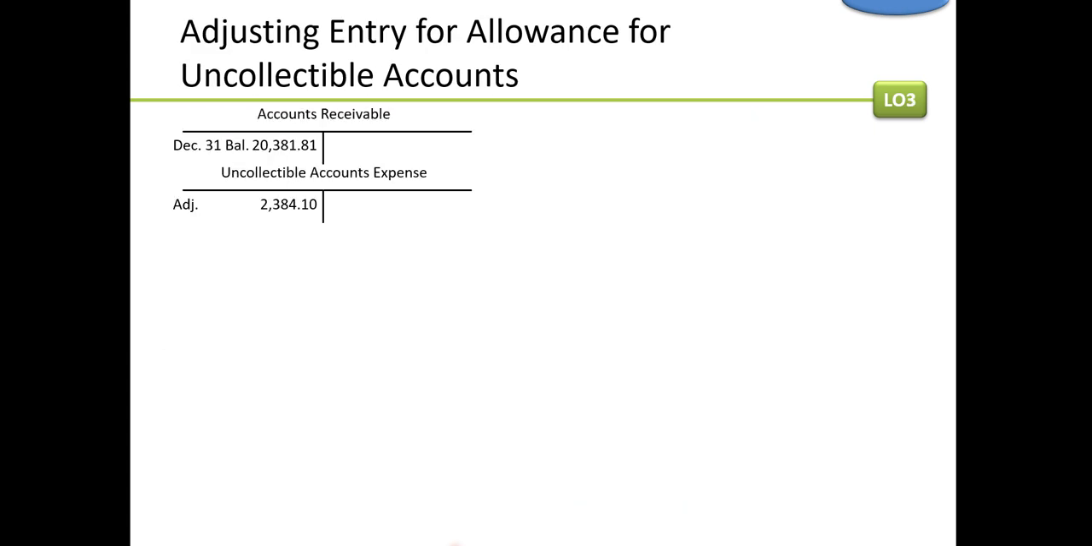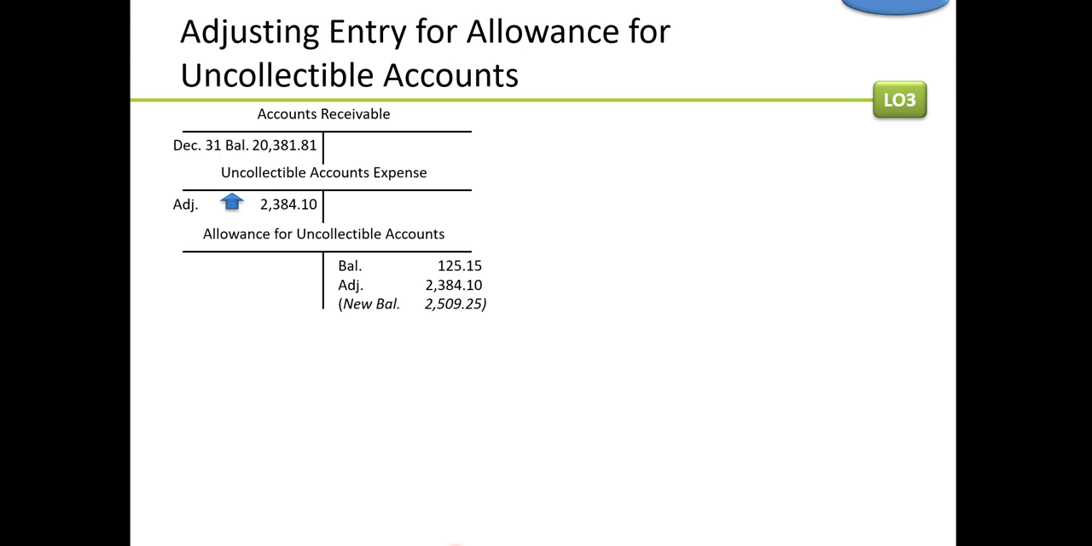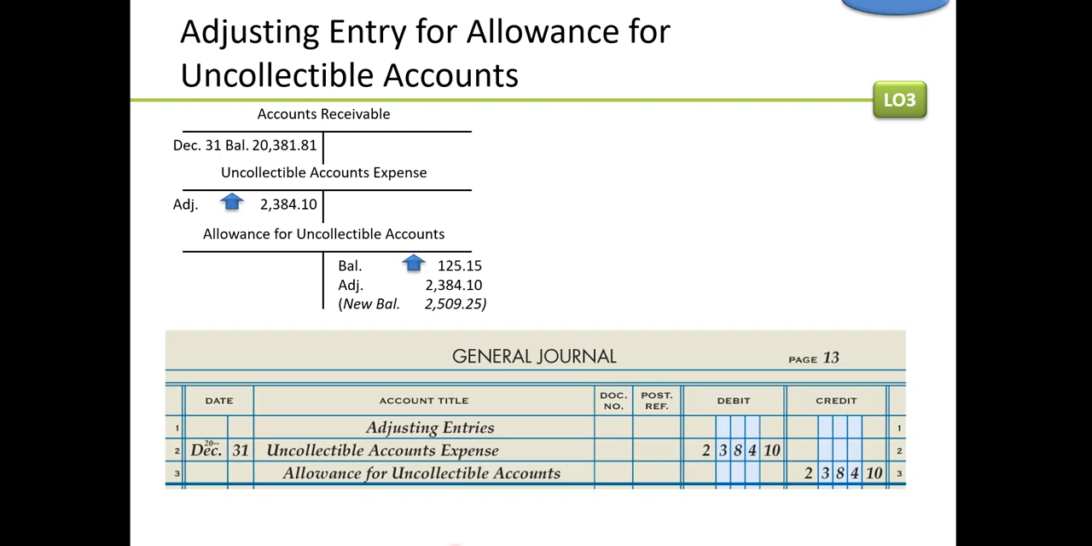And so we're going to adjust the accounts. We need to increase our uncollectible accounts expense, so we're going to increase that side. And we're going to increase on the credit side by adding in that same amount. And that's going to get the balance of your allowance for uncollectible debts to that $2,509.25 that we had calculated on the previous slide.